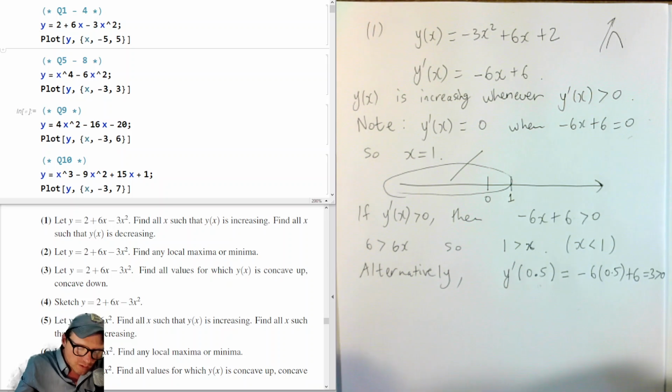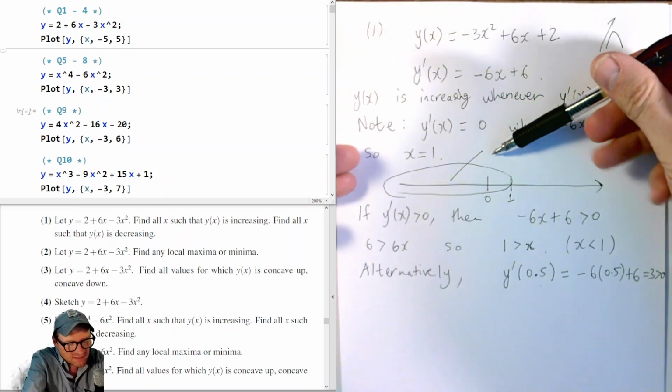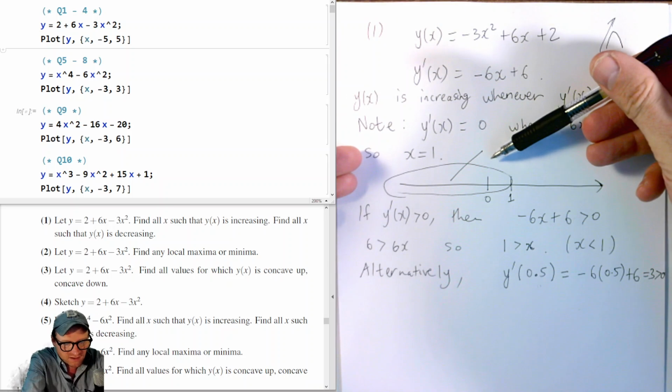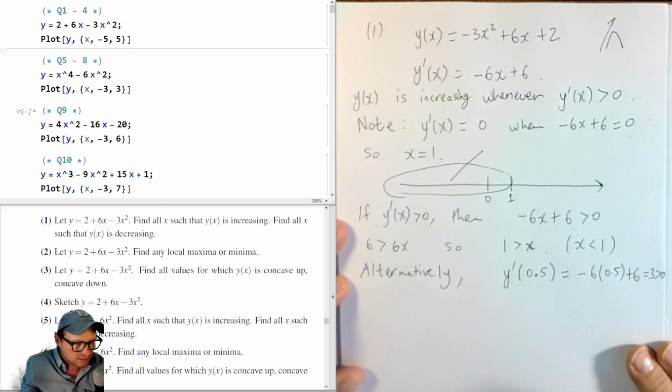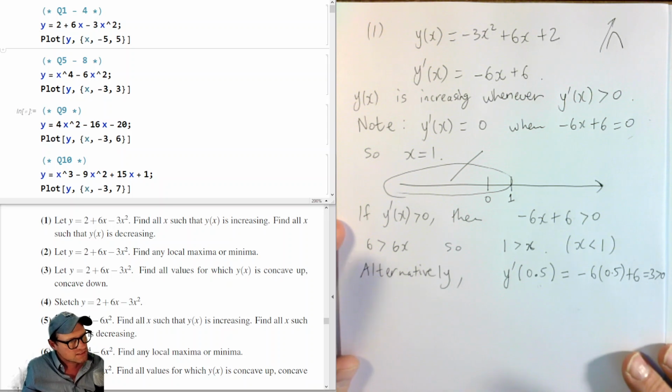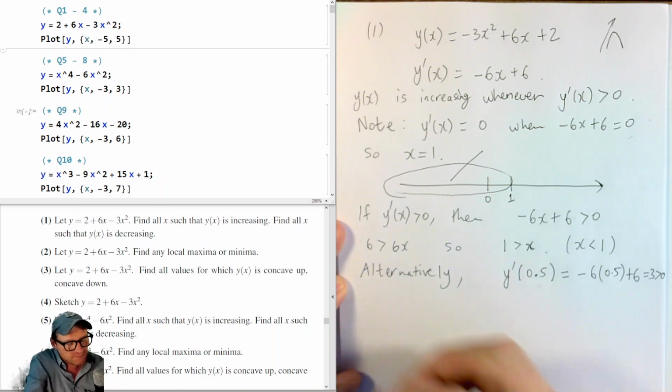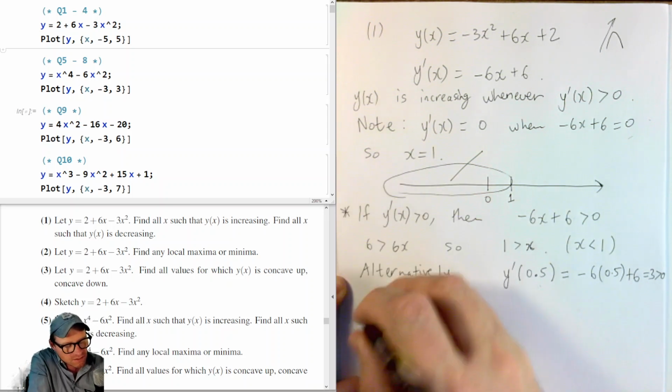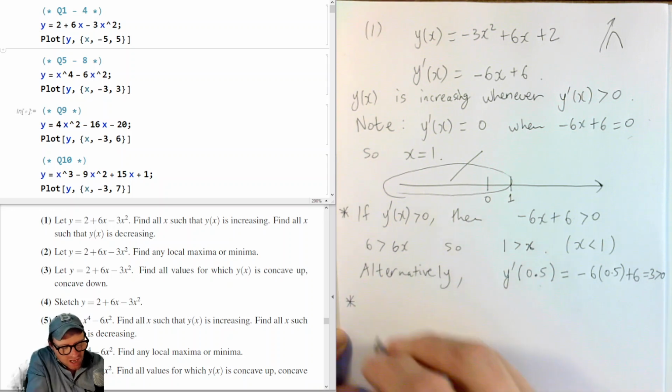All right, so from this, we also see that the slope is positive on the left-hand side of 1. Now let's answer the second part of this question. Find all x such that y is decreasing. Okay, and let's put an asterisk here to distinguish from the other side.